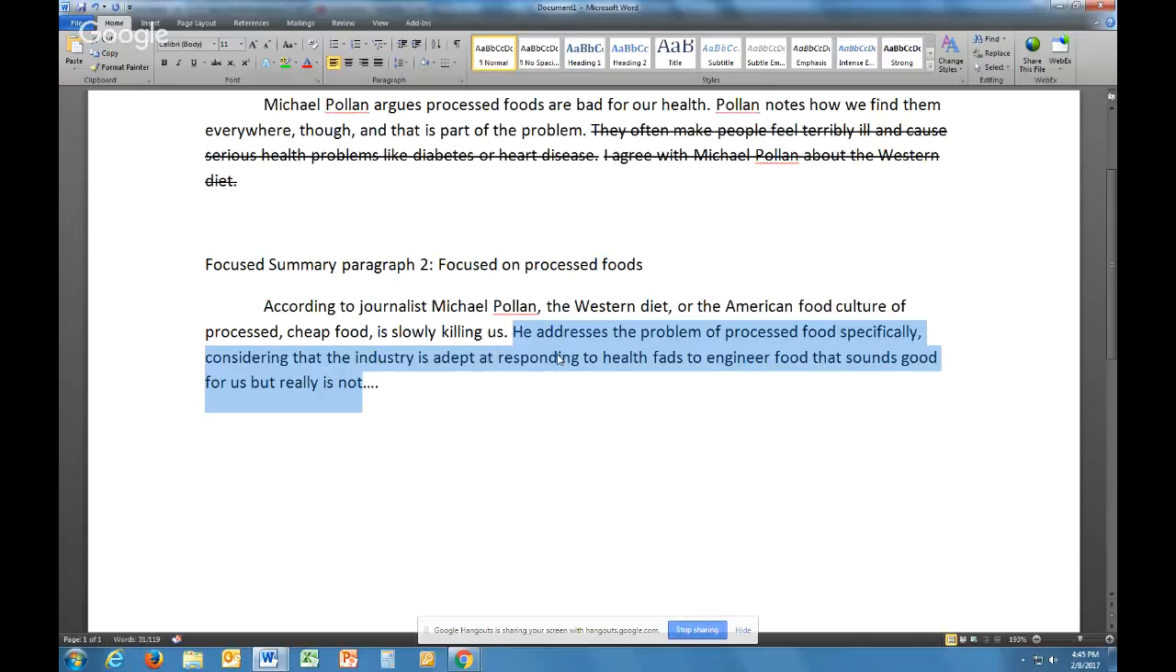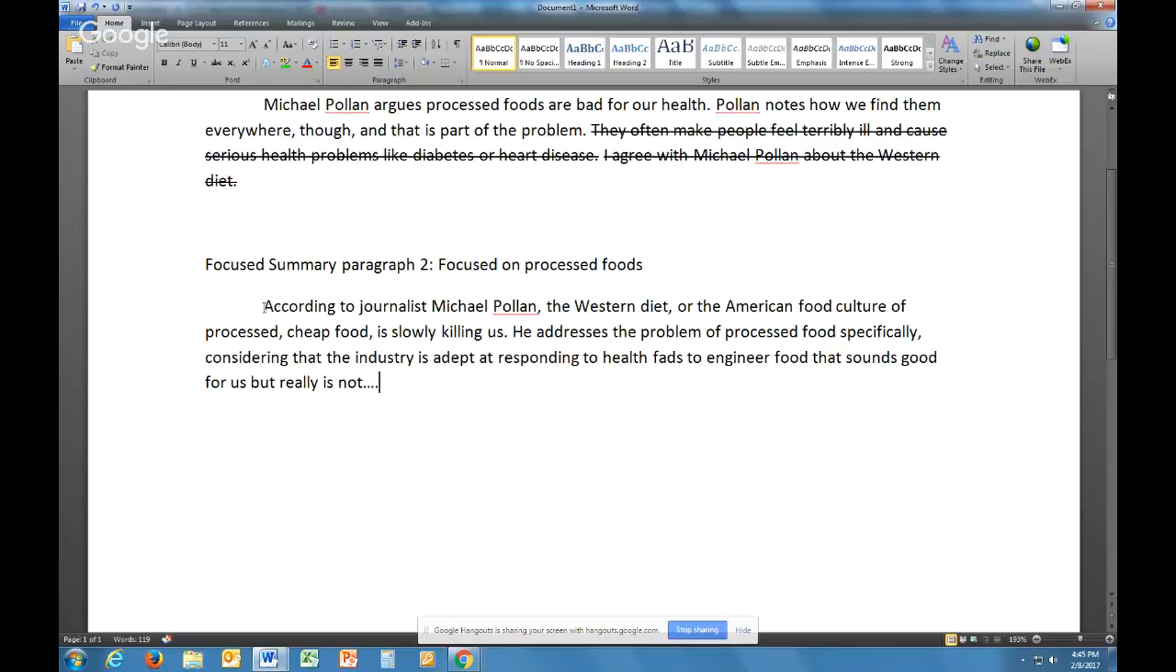This is a very specific idea: that the processed food industry creates food that sounds healthy. And that is something Pollan thinks is a problem because he thinks it can never be healthy, that if it's processed, it's always bad. But he's got other more complicated things to say about processed food. So don't forget that.